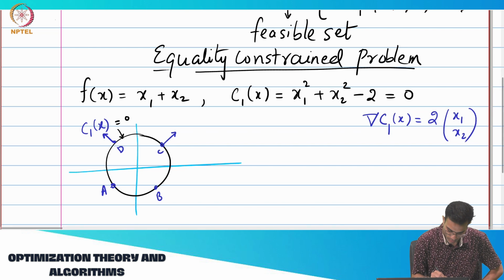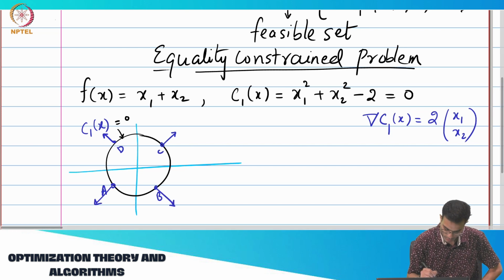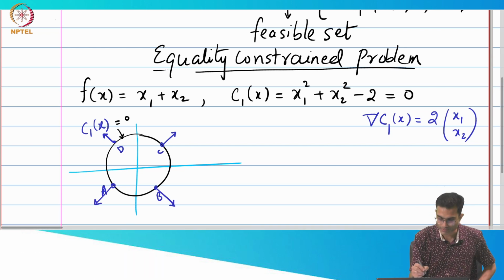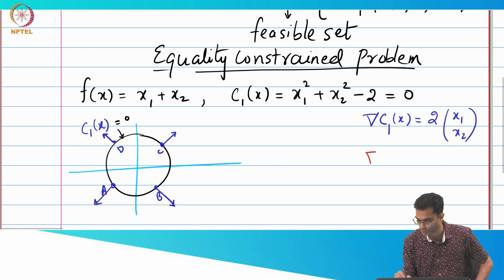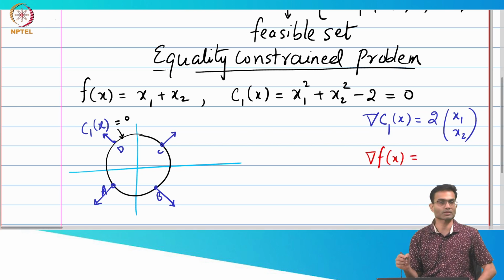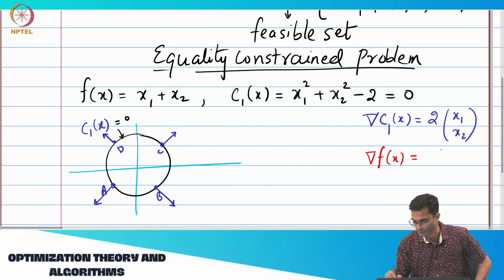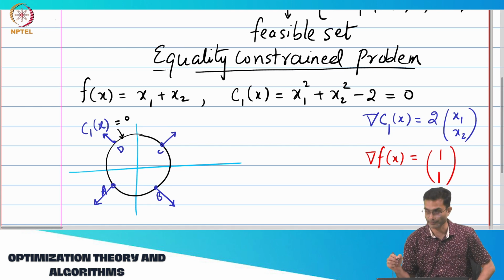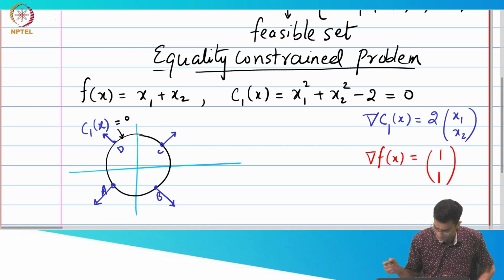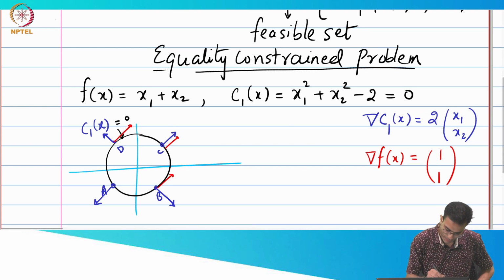This is the way grad C points, and then I can also look at grad f of x, and that turns out to be, what does it turn out to be? 1, 1, right? df by dx1, df by dx2. This is a constant vector, so it's always pointing in the same direction.